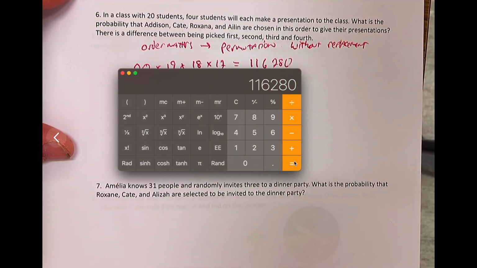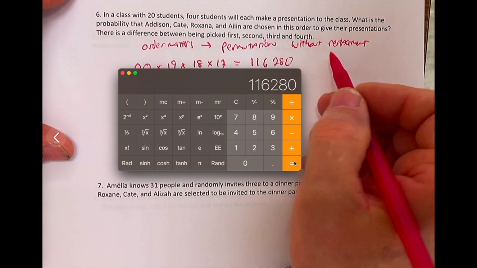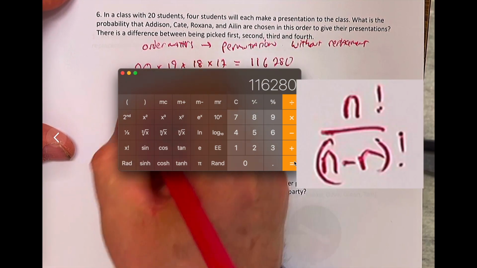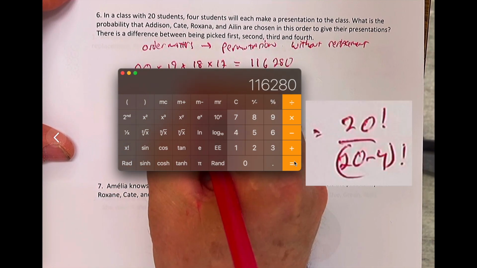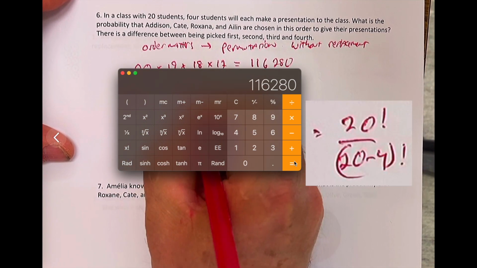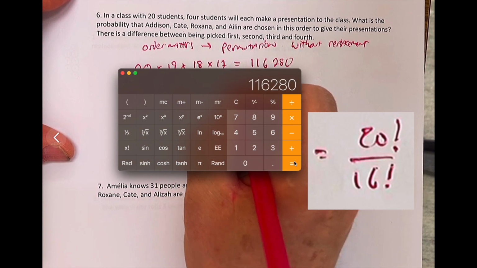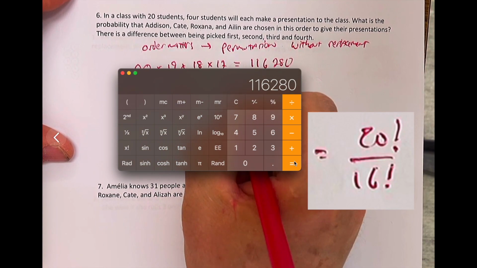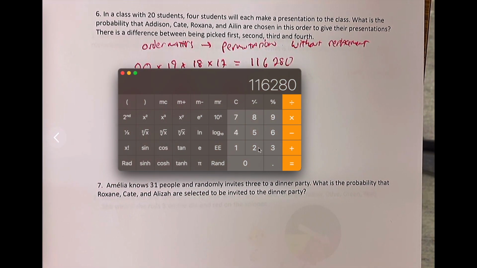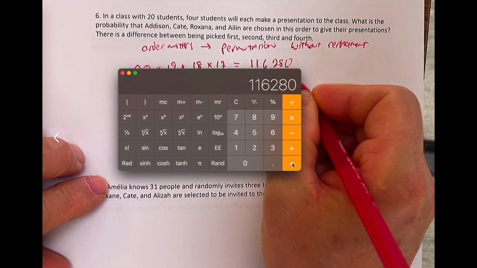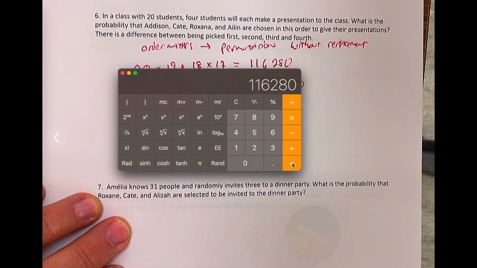116,280 possible outcomes. We could also use our formula for permutation without replacement, which is n factorial over n minus r factorial, which is 20 factorial over 20 take away 4 factorial, or 20 factorial over 16 factorial, which is exactly this. Let's demonstrate. 20 factorial divided by 16 factorial is the same number. We're going to get 116,280. That's the number of outcomes, the number of possible ways we can choose 4 people out of 20 to make their presentations.